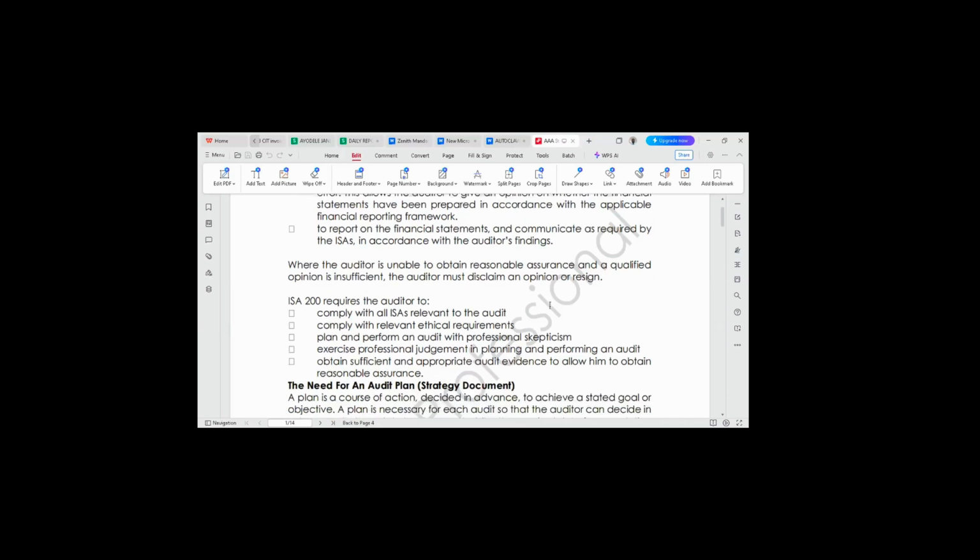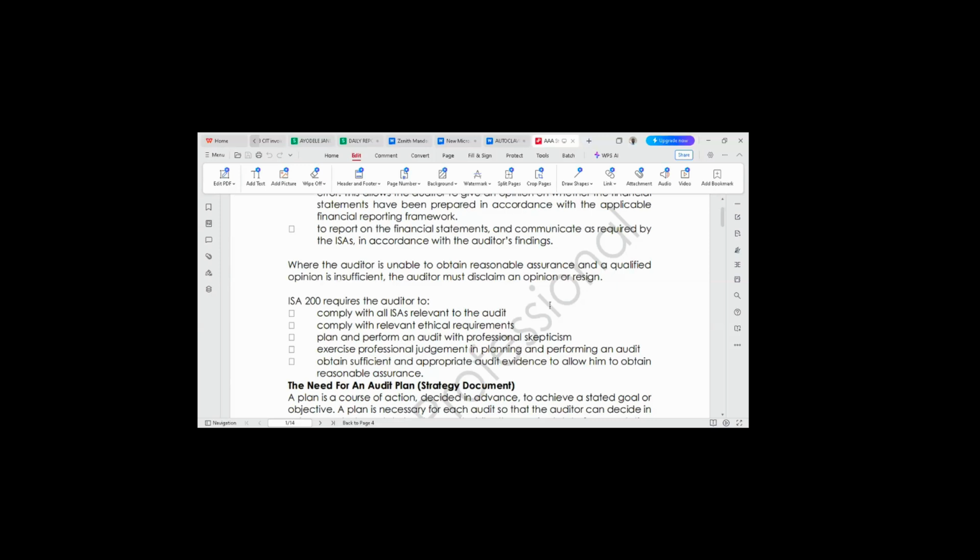The next one, exercise professional judgment in planning and performing an audit. That can only be achieved over your experience. Your years of experience will go a long way in achieving this. Then next, obtain sufficient and appropriate audit evidence to allow him to obtain reasonable assurance. So what that means is that the auditor needs what? A reasonable level of assurance. That is, by obtaining sufficient and appropriate audit evidence, that will provide him reasonable assurance about the financial statements.